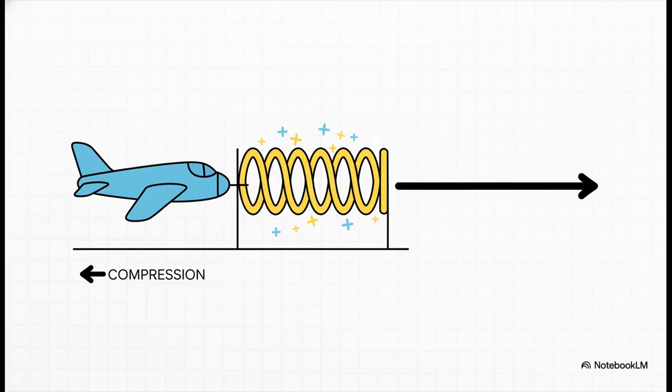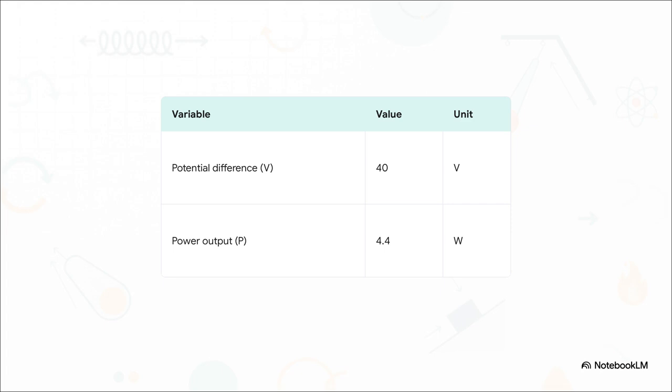It's all right here. And these are our key numbers, our raw ingredients. We've got the spring constant, k. That's just a measure of how stiff the spring is. We've got the extension, e. That's how far we've pulled it back. And of course, the mass of the plane itself, m. Now let's see how these all fit together.